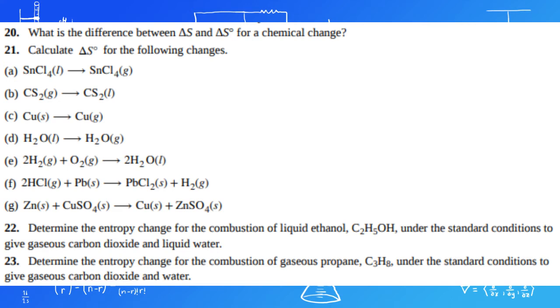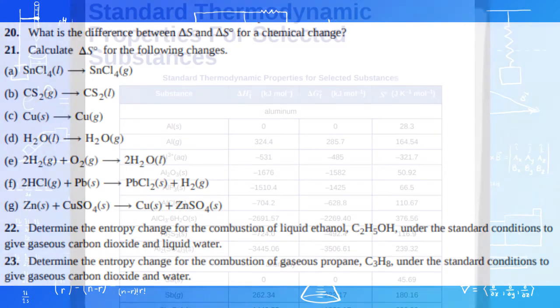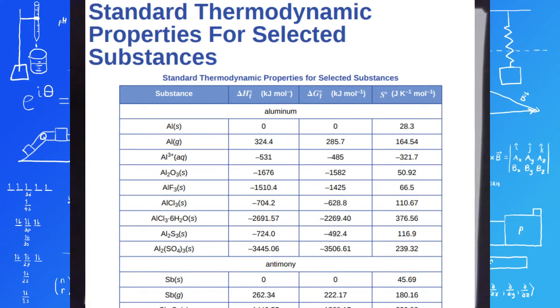Calculate delta S standard for the following changes. So to do this, you're going to need to use data tables, but it's very, very similar to how you calculate delta H. So if I go to this window, is it on? No, not yet. Okay, hold on. There we go.